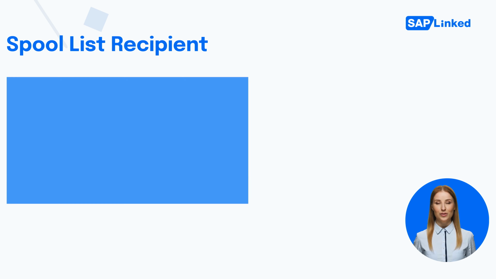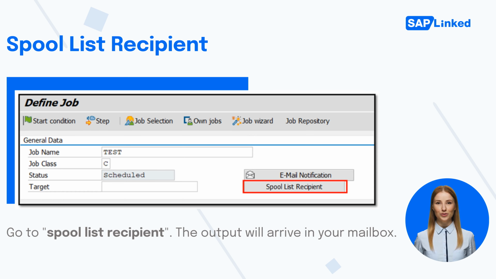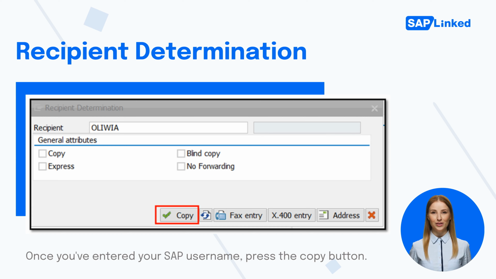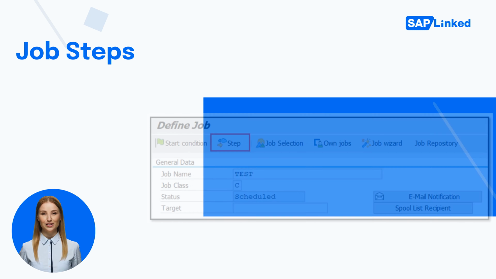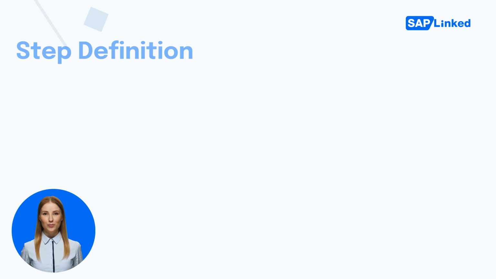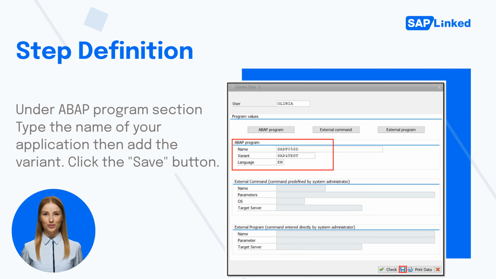Go to Spool List Recipient. From T-code SBWP, you can check your email for the output. Once you've entered your SAP username, press the Copy button, then choose Address Type as Internal User. Next, you have to define the ABAP program, its variant details, and more. Click the Step button. Give the name of the program and specific variant under the ABAP program section. Type the name of your application and the name of your variant. Leave it blank if you haven't produced a variant that meets your needs.